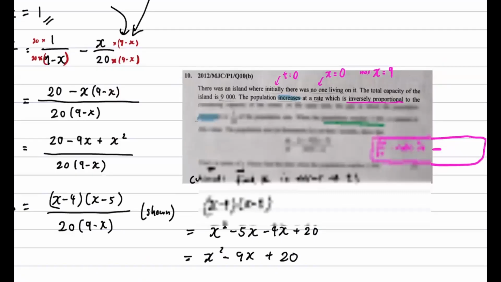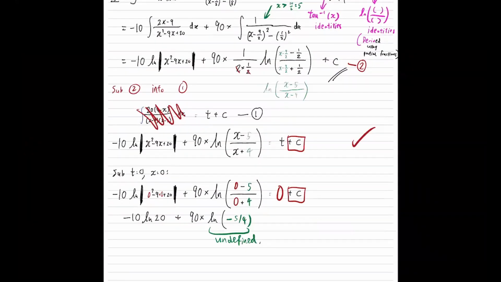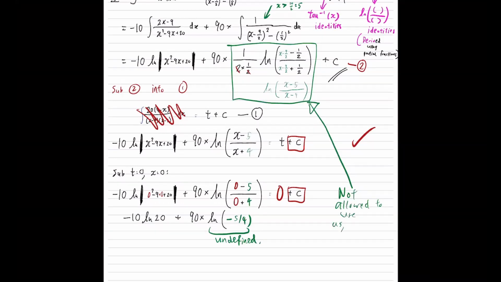Okay, let me make this correction here. Over here, this part. Oops, sorry, I should leave that. Not allowed to use, as x minus 9/2 more than 1/2 is not satisfied. So I think actually the better way to go about doing this is to use partial fractions.